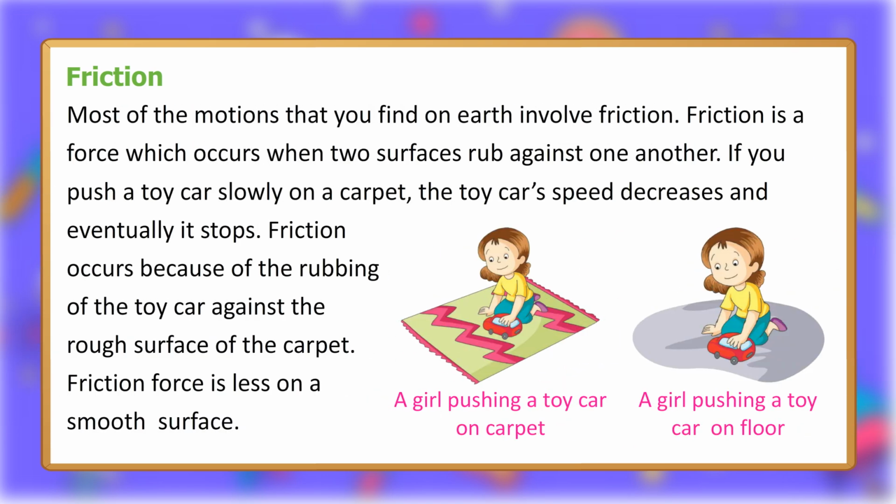Friction. Most of the motions that you find on Earth involve friction. Friction is a force which occurs when two surfaces rub against one another. If you push a toy car slowly on a carpet, the toy car's speed decreases and eventually it stops. Friction occurs because of the rubbing of the toy car against the rough surface of the carpet. Friction force is less on a smooth surface. A girl pushing a toy car on carpet. A girl pushing a toy car on floor.